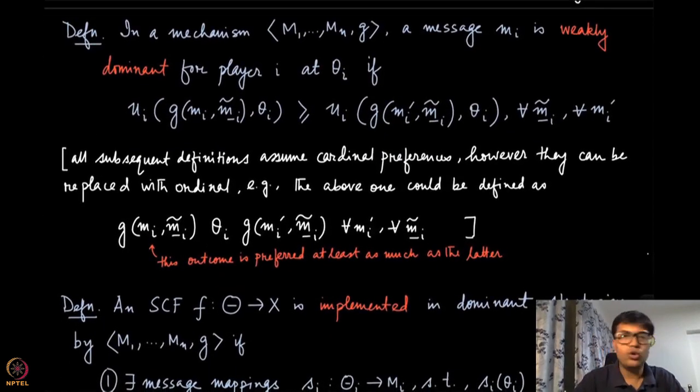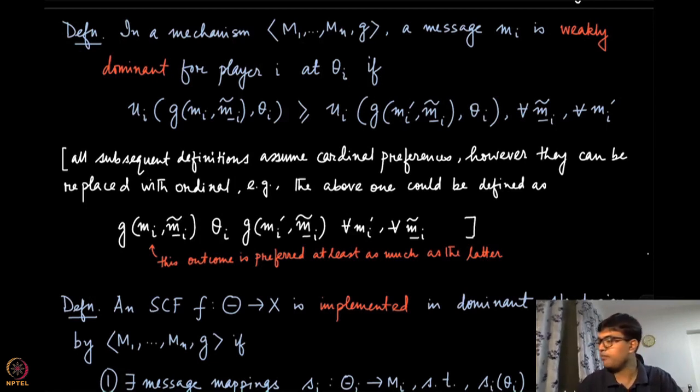Now, we have already defined the weakly dominant strategies in the game theory part of this course. So in this context, let us just define it as we use it for mechanism design, and we will definitely see that there is a certain change, very minor, but a slight change in the definition of this weak dominance. So in this mechanism, we say that a message MI is weakly dominant for player I at theta I.